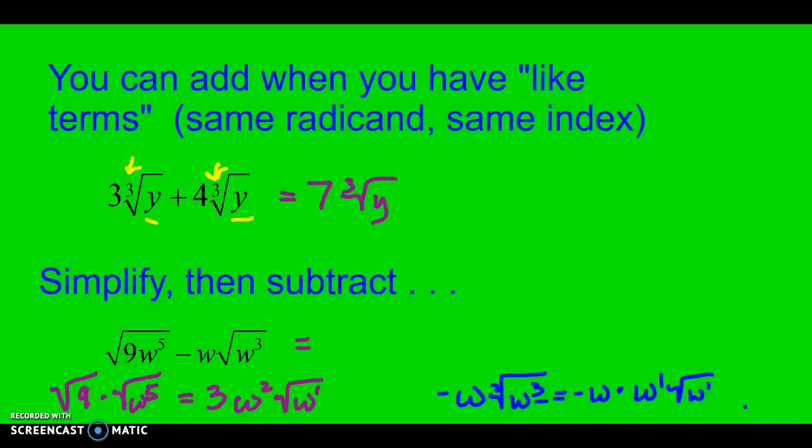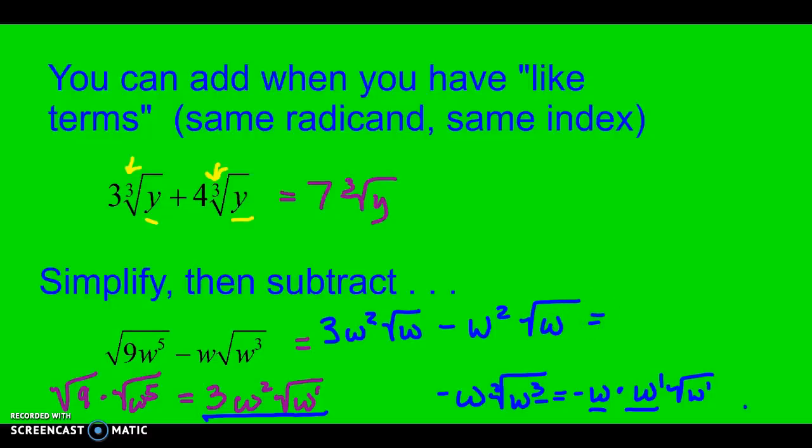So what do we have over here on the left? This expression is 3w squared square roots of w. Over here we have minus, well, w times w is w squared times the square root of w.